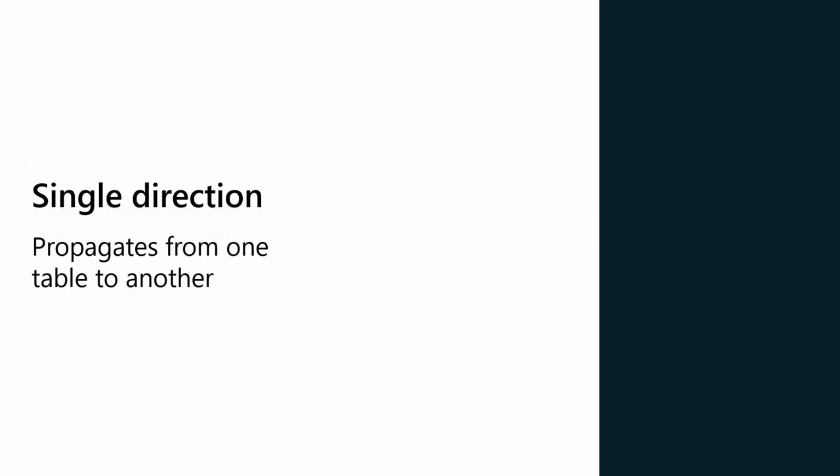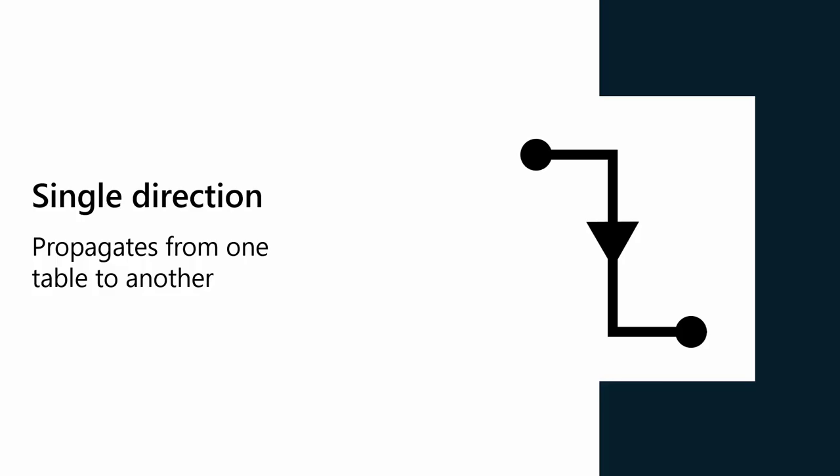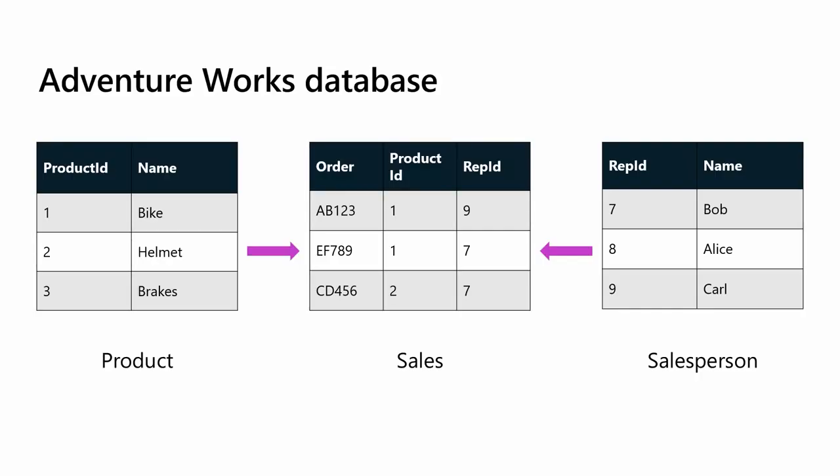The first is single cross-filter direction. This is the default setting in Power BI. The filter propagates from one table to another, but not vice versa. A good example of single cross-filter direction is the scenario you just explored. AdventureWorks product and salesperson dimension tables are connected to the company's sales fact table via a one-to-many relationship.